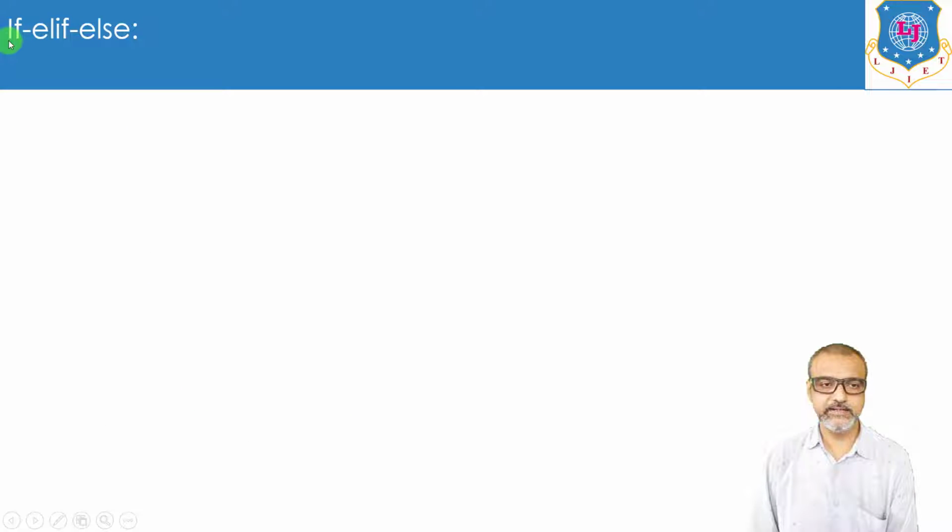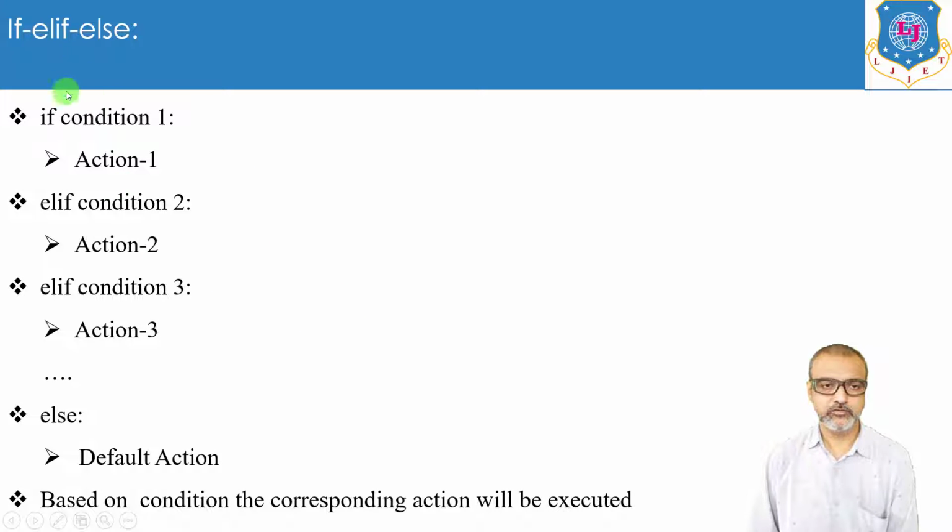Now we will see next the if elif else statement. So what is the syntax of the if elif else statement? First of all we will write if condition 1 colon, and if this condition is satisfied, then action 1 will be executed. Then after that, elif condition 2. If condition 2 is satisfied, then action 2 will be executed.